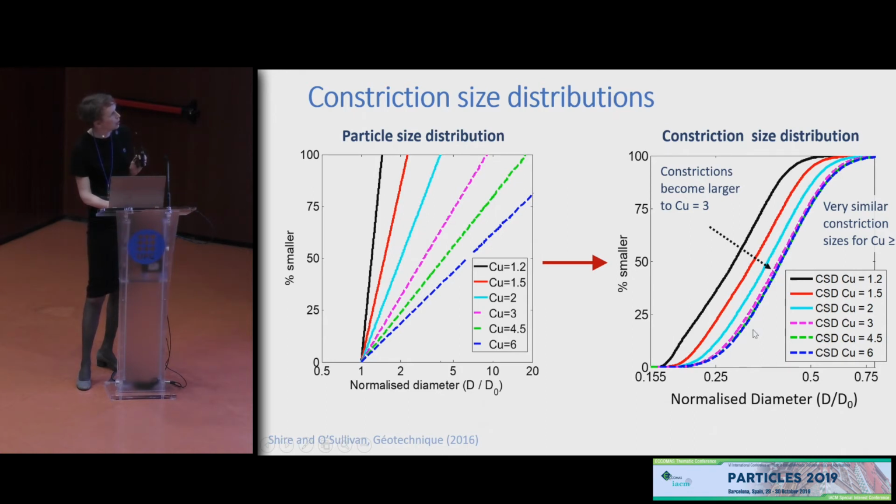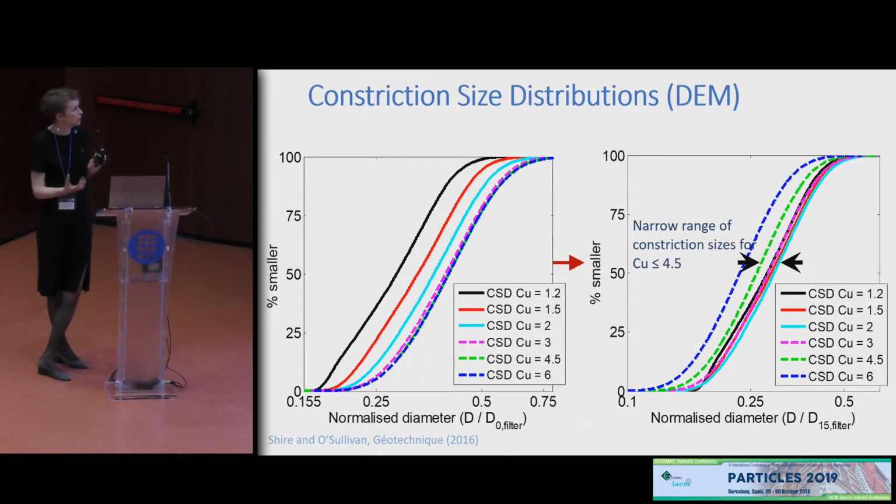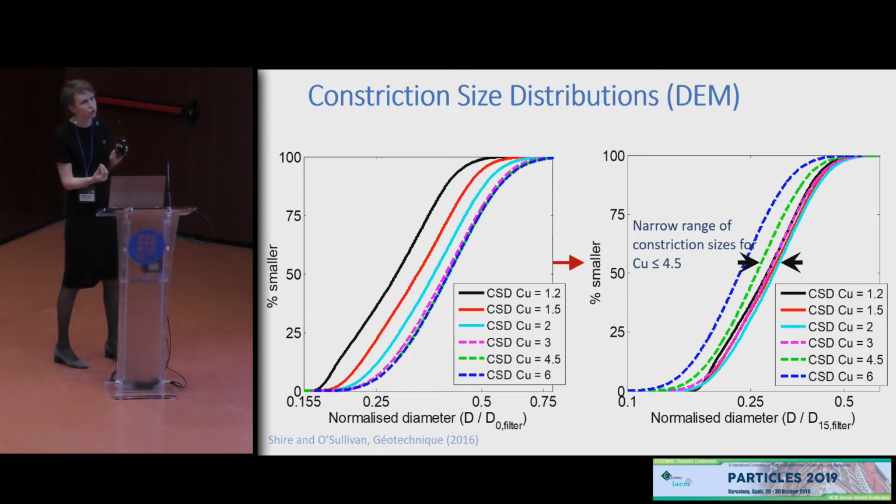We can see that until we get to a coefficient of uniformity of 3, our constriction sizes are becoming bigger. However, if we normalize our distribution of constriction sizes by D15, as Terzaghi suggested, we start to have a narrow range of filter sizes. And that indicates that Terzaghi's idea that the D15 of a filter tells you something about the constriction sizes indeed has a basis.